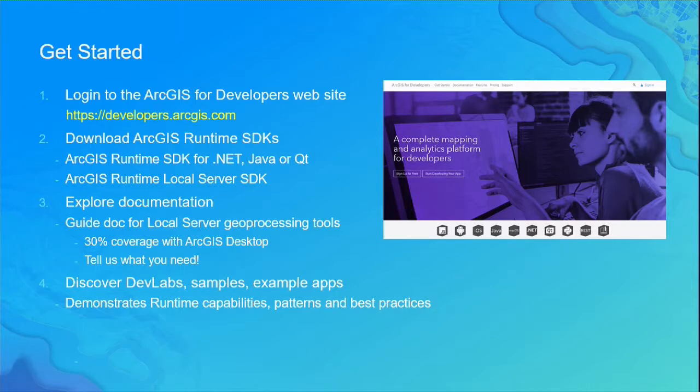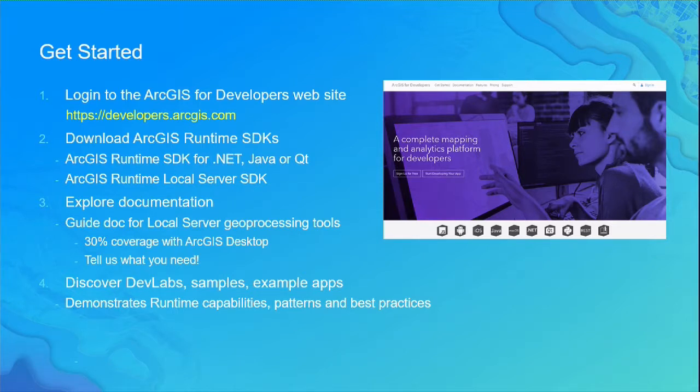The document that we provide that highlights these tools is sectioned by license level. So it's important to note which license level those GP tools light up at, because that'll be the licensing that you'll need within Runtime to light it up.